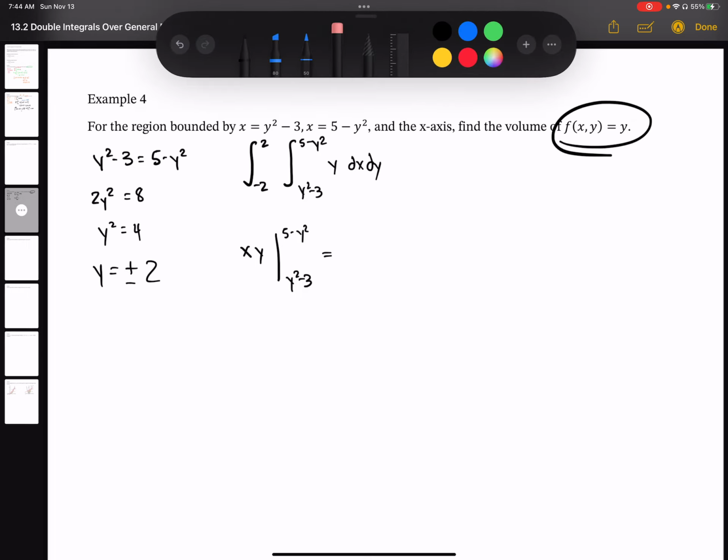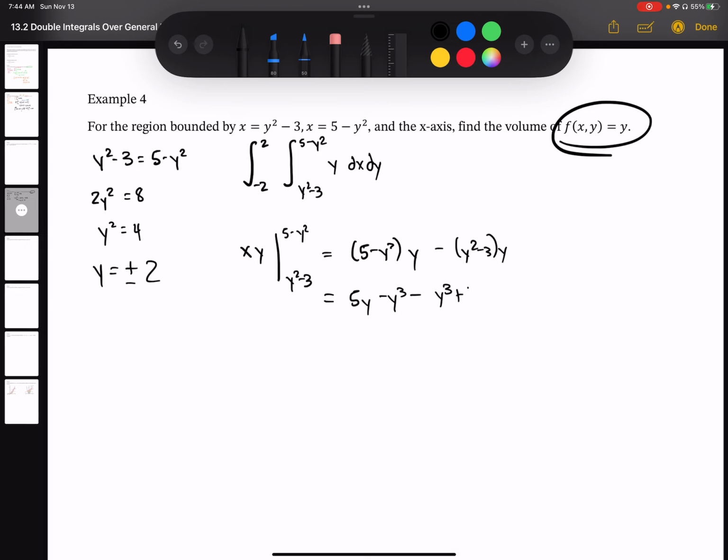So when we substitute in 5 minus y squared for x, the right way, we have 5 minus y squared times y minus y squared minus 3 times y. That's going to give us 5y minus y cubed minus y cubed plus 3y. So that is 8y minus 2y cubed. Whew.